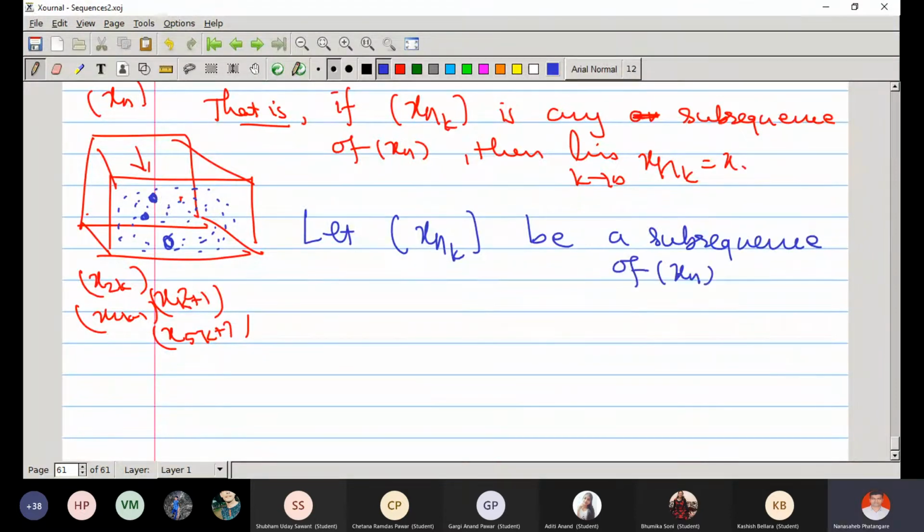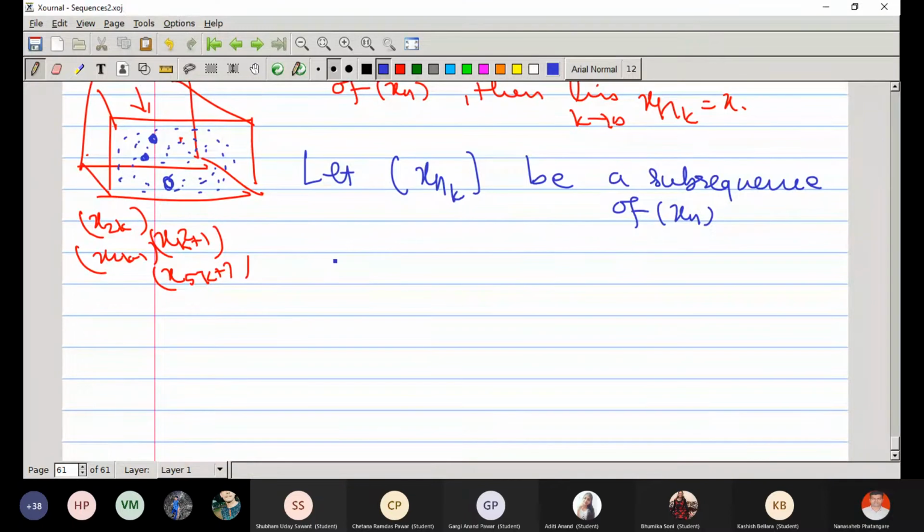of x_n, right? There are many, but I am just choosing one arbitrarily, as if I close my eyes and select. And then I am going to prove that it converges to x. Then we claim that the limit of x_{n_k} as k tends to infinity is x. This is our claim because the limit of x_n is x. So this is our claim.